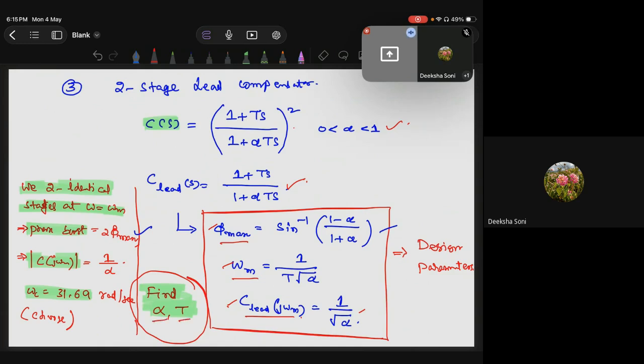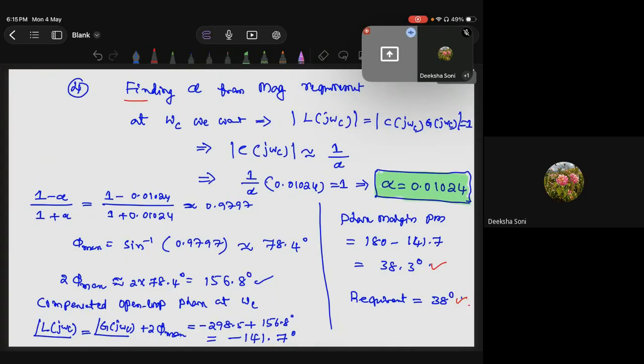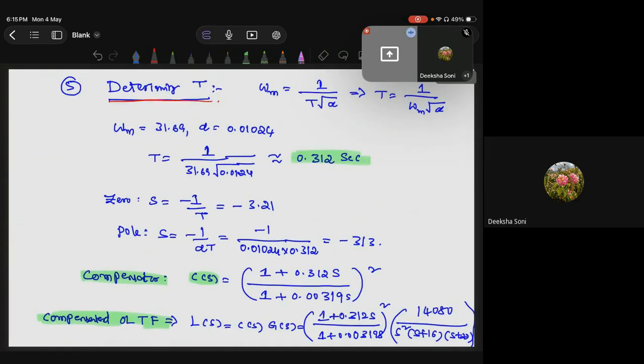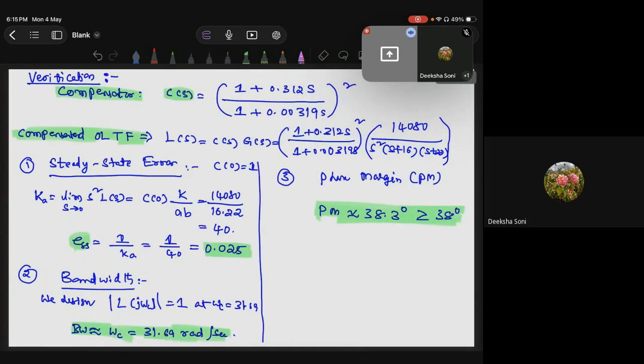Okay. First, these are for a single compensator. So when we put two identical compensators in cascade, okay, we have these expressions. Okay. So we can find alpha, okay, to meet the requirements, and we can find the T also. Okay, finally, this is our two stage compensator, and verification also.